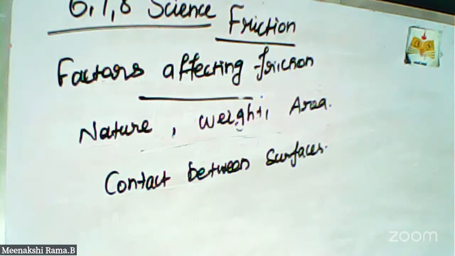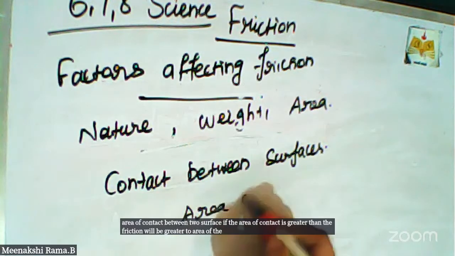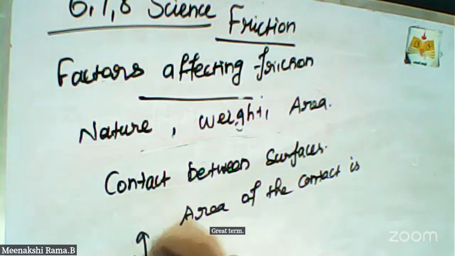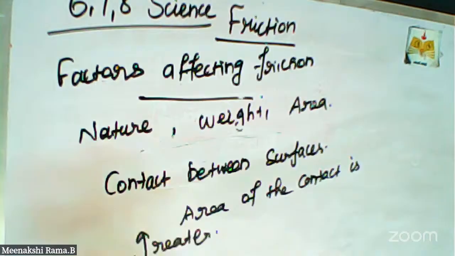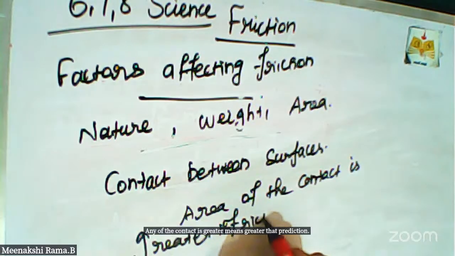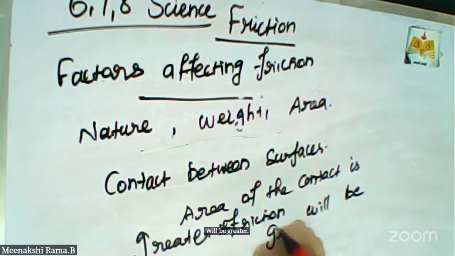So, for example, area of contact means the friction is directly related to the area of contact between two surfaces. If the area of contact is greater, then the friction will be greater too. Area of the contact is greater means the friction will be greater.